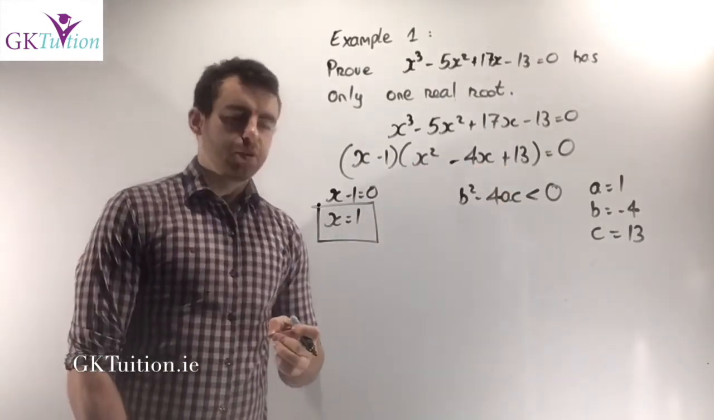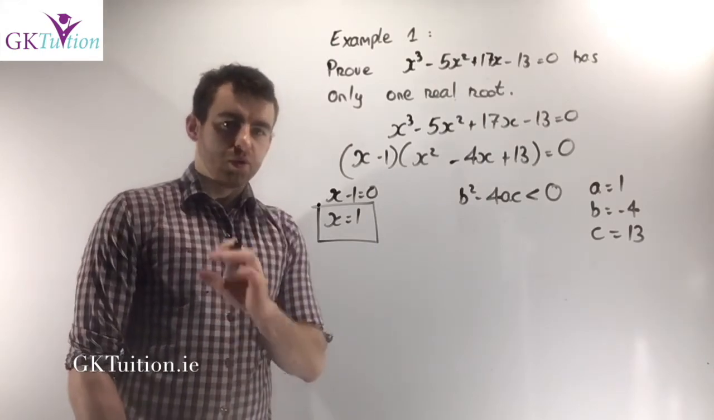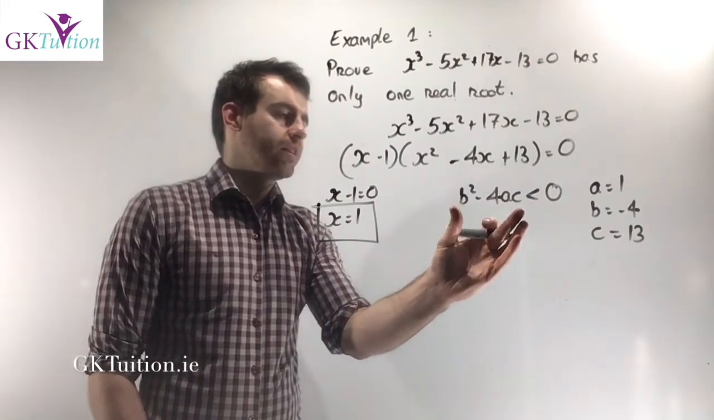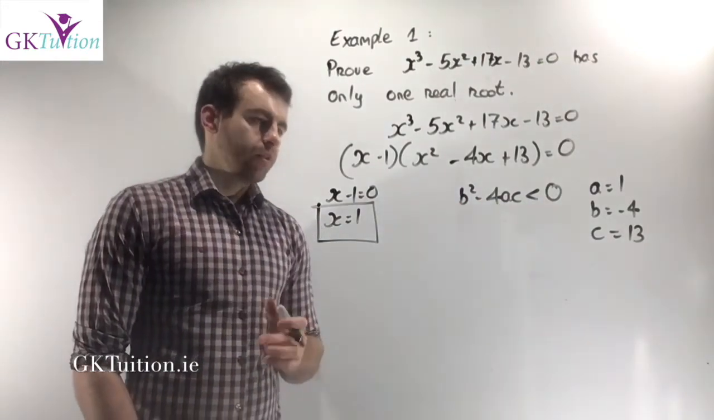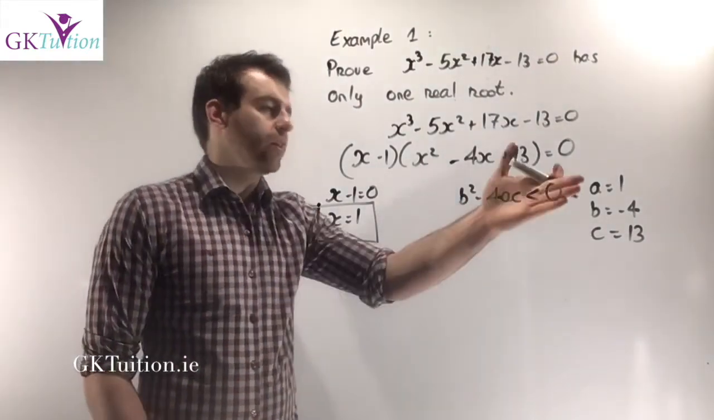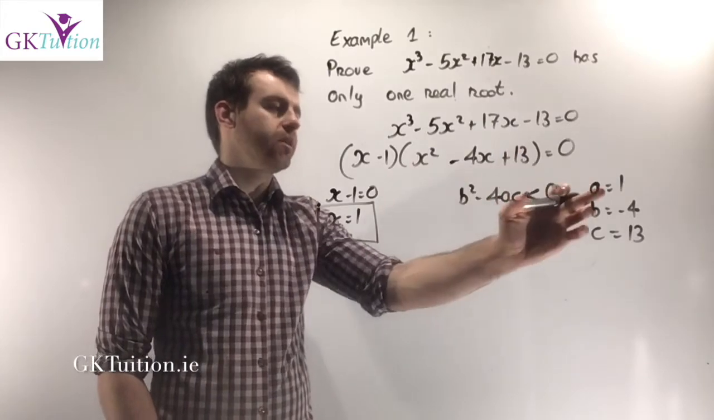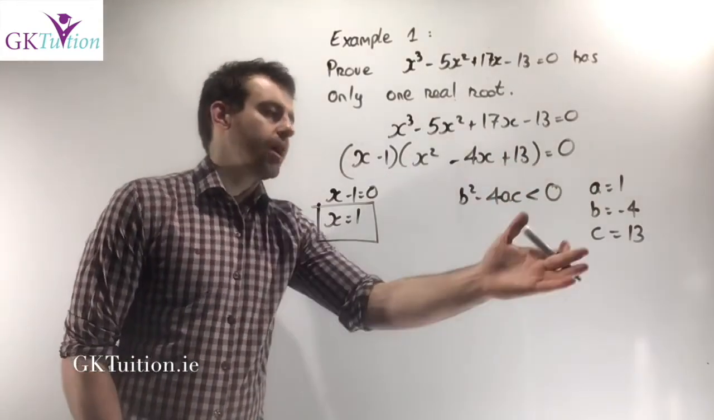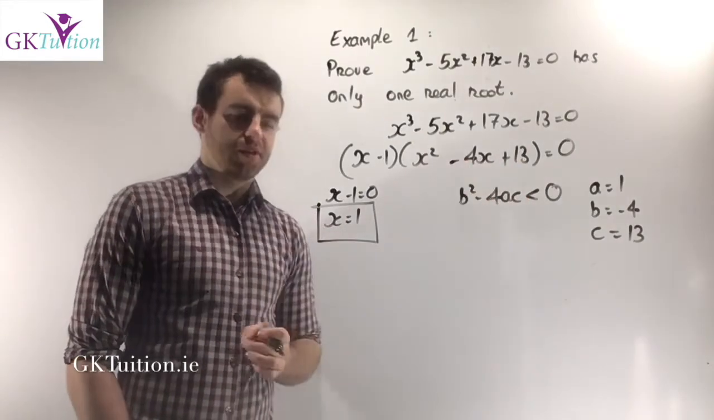In order to prove that a quadratic has no real roots, or in other words, two imaginary roots, you need to prove that the discriminant is less than 0. Just think your minus b formula here. A is the coefficient of x squared, which in this case is 1. B is the coefficient of x, which in this case is minus 4. And c is the constant at the end, which is 13.